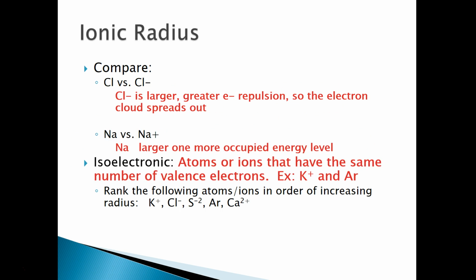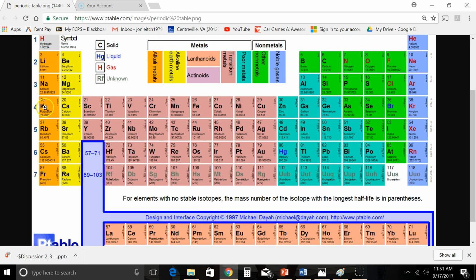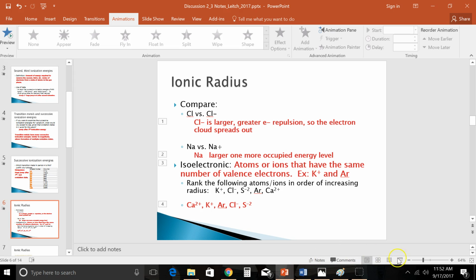And next we have a definition, isoelectronic. Isoelectronic, the definition is just 2 different species, whether they be atoms or ions, that have the same number of valence electrons, thus the same electron configuration. So an example here would be the potassium ion and argon. So if we look at the periodic table, when potassium becomes an ion, it loses 1 electron. The potassium atom has 19 electrons, so the potassium ion has 18 electrons, just like argon. So in that case, argon and a potassium ion would be isoelectronic because they have the same electron configuration.